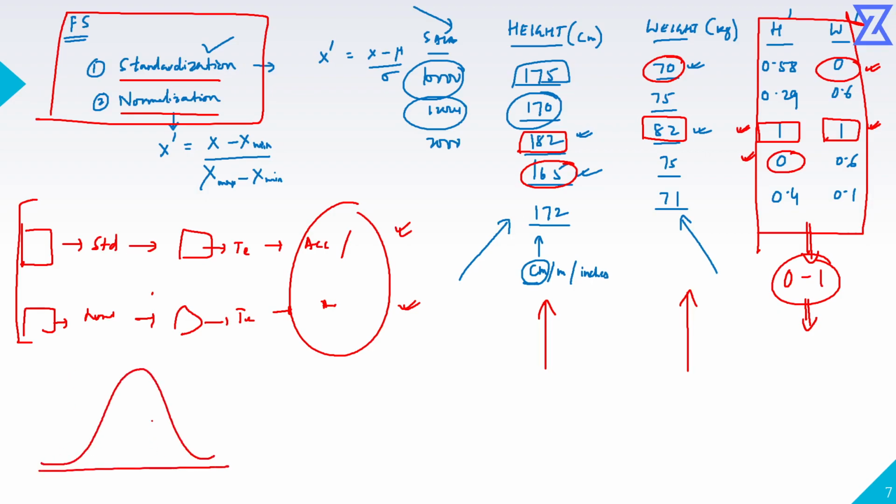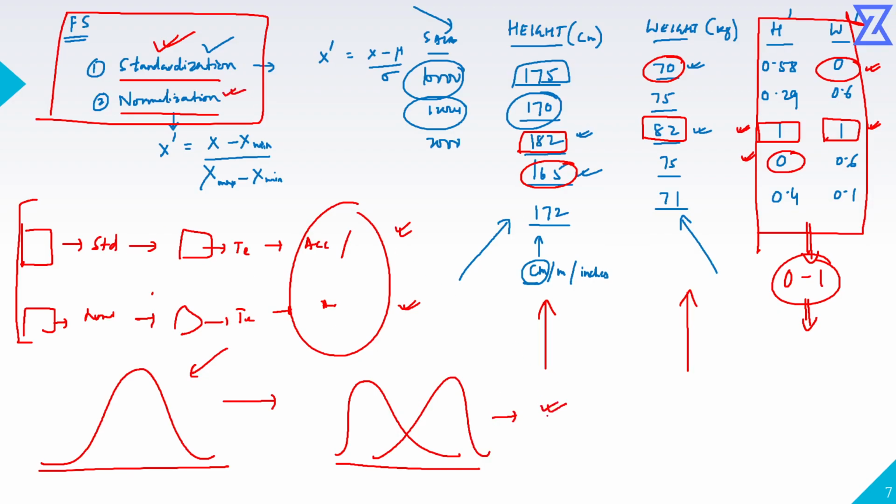That means if they are following the standardization curve or not, the normal standardization curve or not, right? If they are following this curve, then standardization is preferred. If the data is skewed or right skewed or something like that, then it is better to go with normalization.